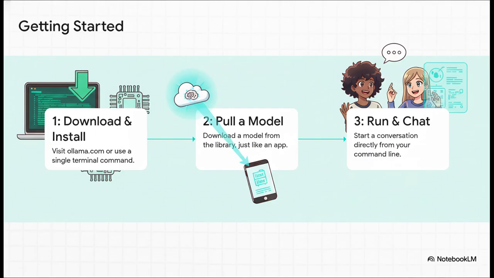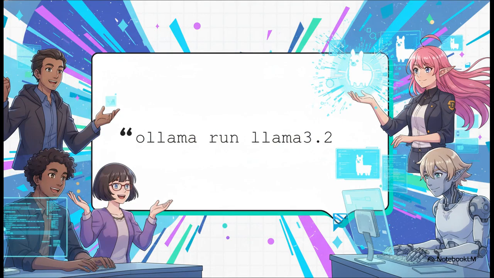Second, you pull a model. Just think of it like downloading an app from an app store. And third, you run it and start chatting. That's it. And when I say simple, I mean it. Once Ollama is installed, you just pop open your terminal and type this one command: ollama run llama3.2. The first time you do this, it'll take a moment to download the model. But after that, boom, you are dropped right into a chat session. No API keys, no sign-up forms, no credit cards. Just you and your own private AI.